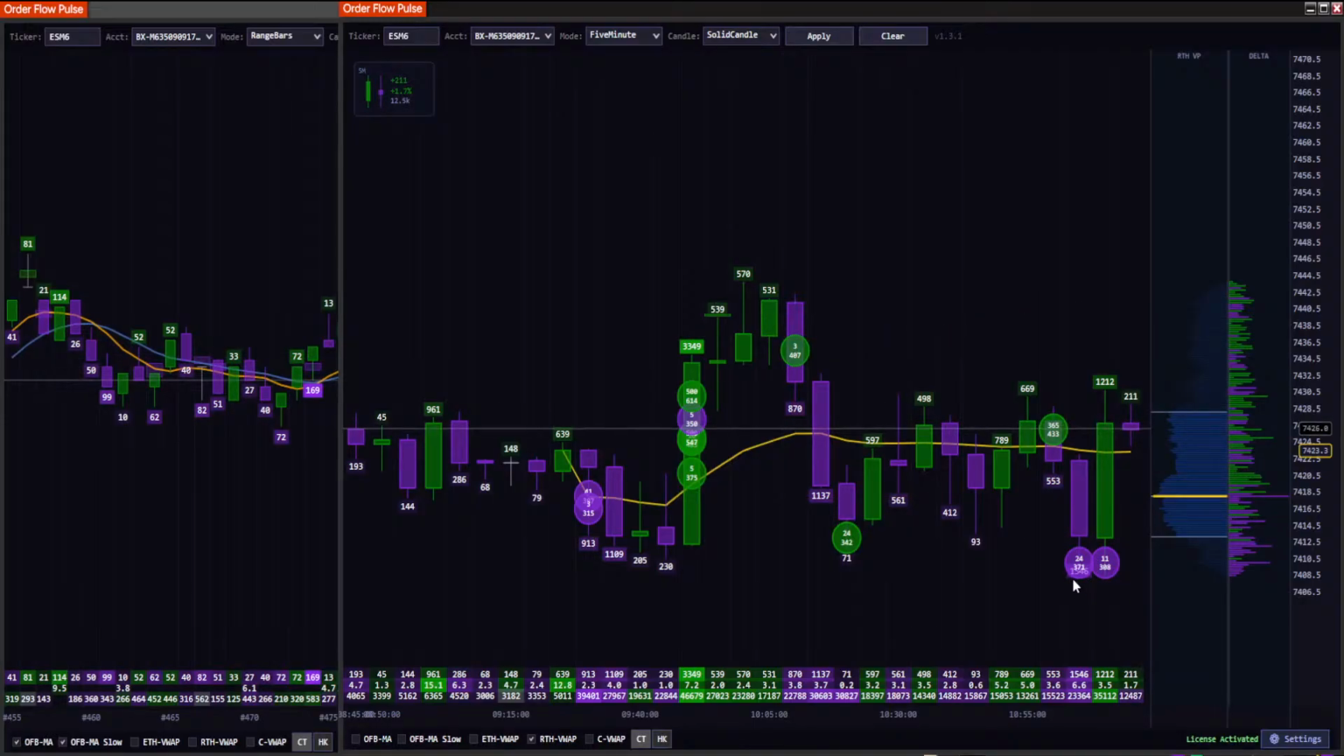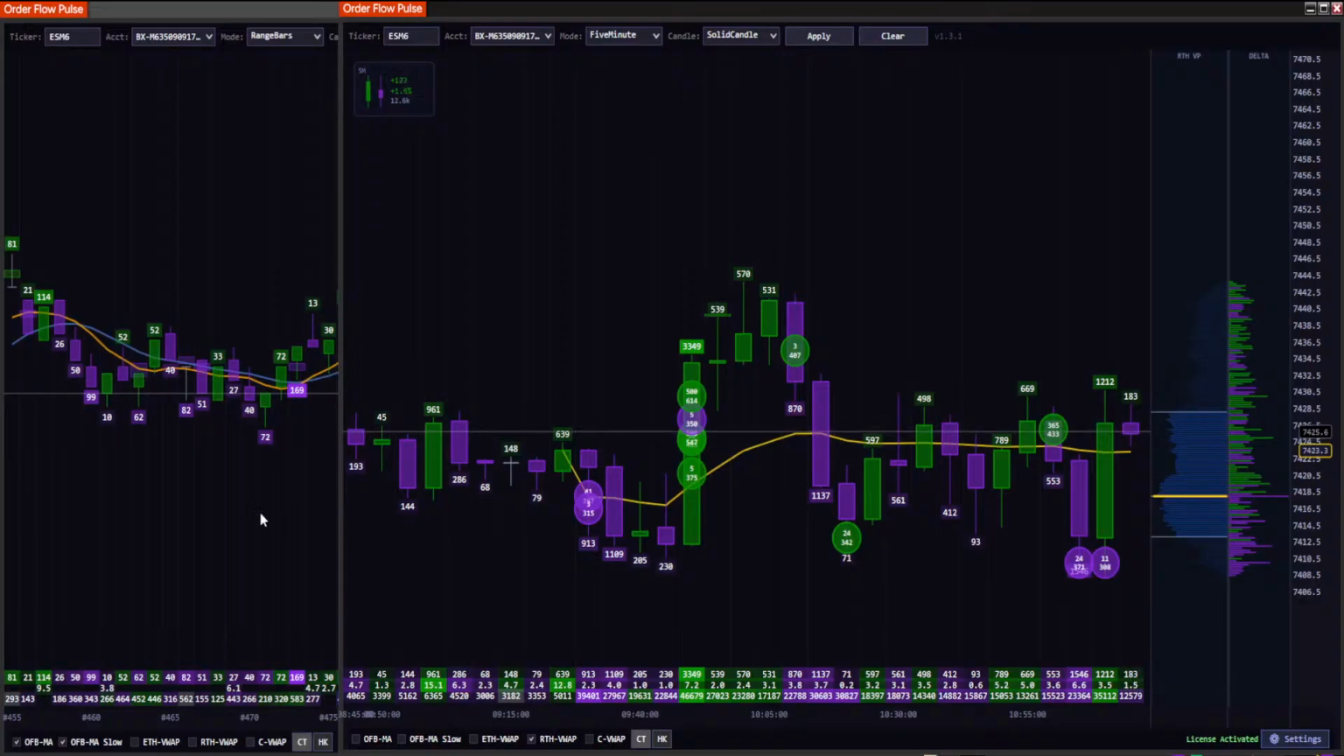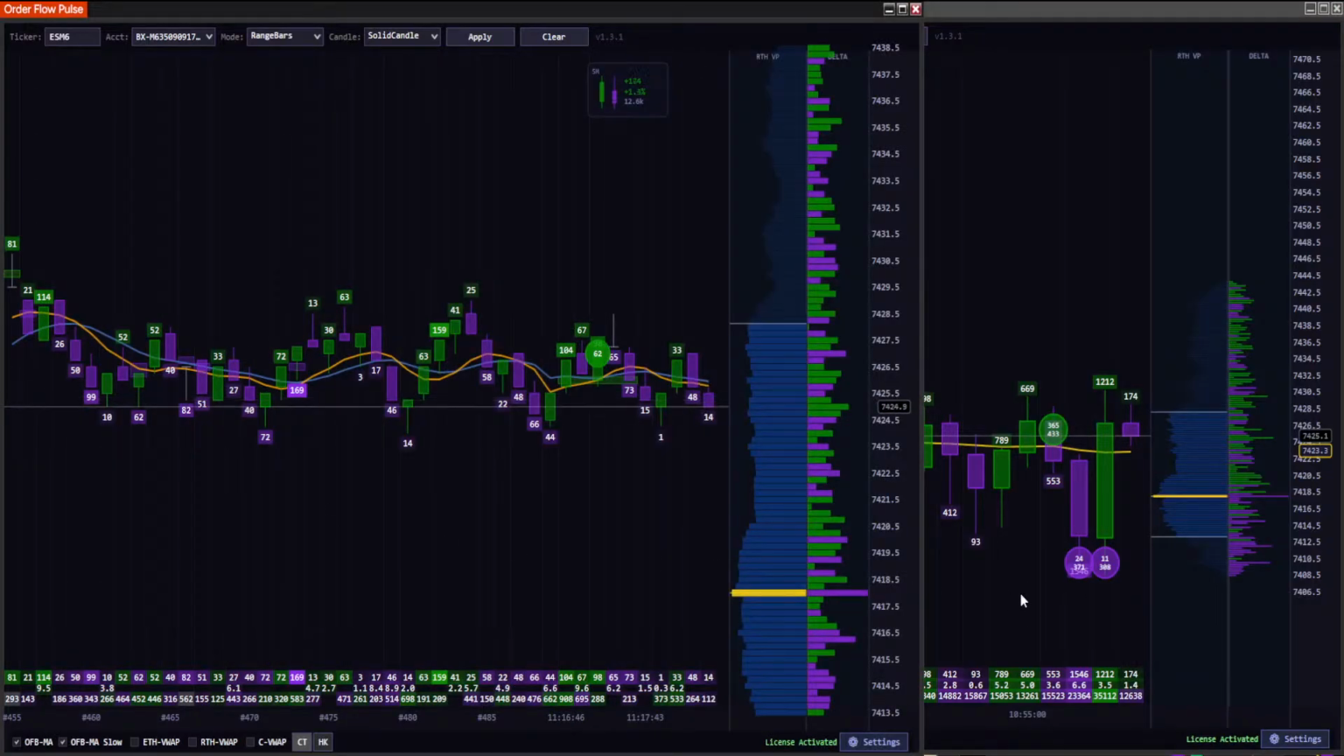Remember what I said: hey, I don't need no stinking heat map to tell me we got absorption. I can read this stuff, because I've been doing it for quite a while. I'll be like, wait a minute, we're just sitting here. I don't need a stinking book map or heat map to tell me that.